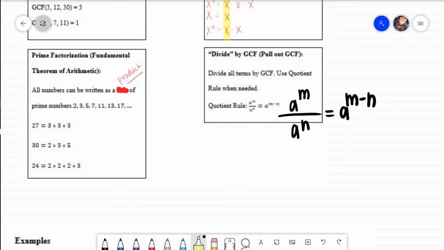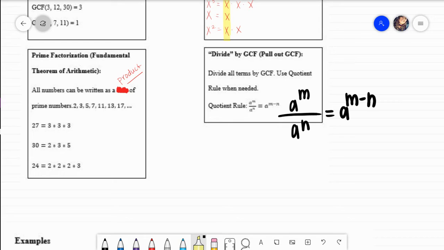Examples of that, as far as the prime factorization: if we have the number 27, prime factorization would give me the prime factors of 3 and 3 and 3. That fundamental theorem tells me that I can do 3 times 3 times 3, and I get 27. The prime factors of 30 would be 2 times 3 times 5. The prime factors of 24 would be 2 times 2 times 2 times 3. And I'm actually going to show you a way that we will find those prime factors.